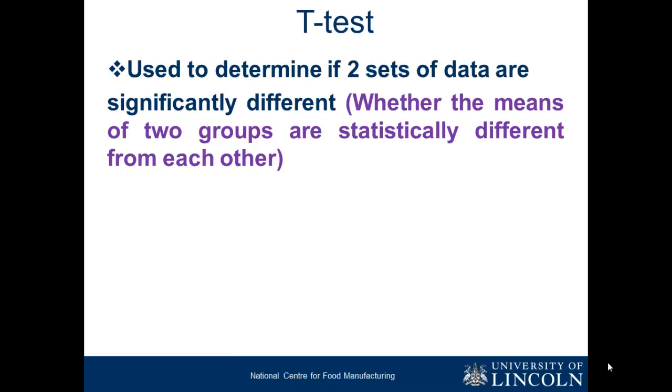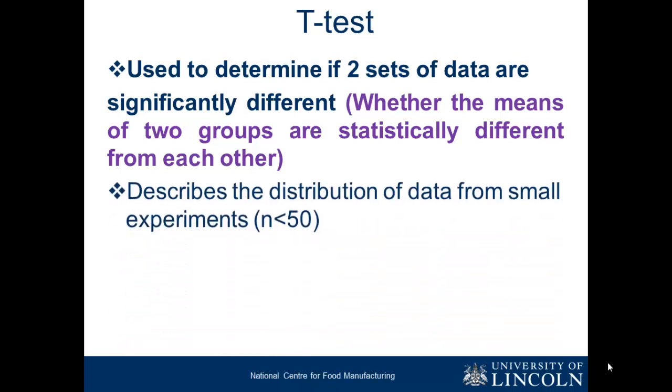So what t-test is actually helping us to do is to look for significant difference, to look for if the difference is significant enough to call it a difference, or maybe the difference is due to an error. So you want to check whether the means of two groups are statistically different from each other.